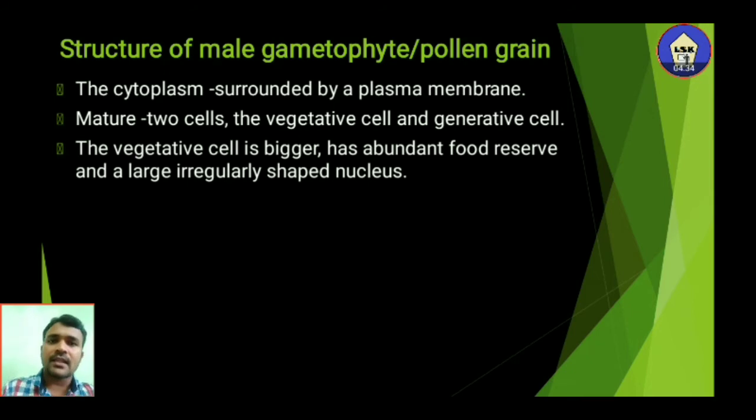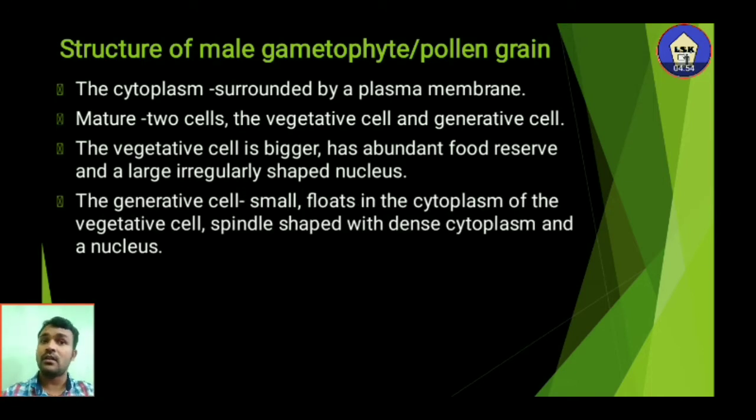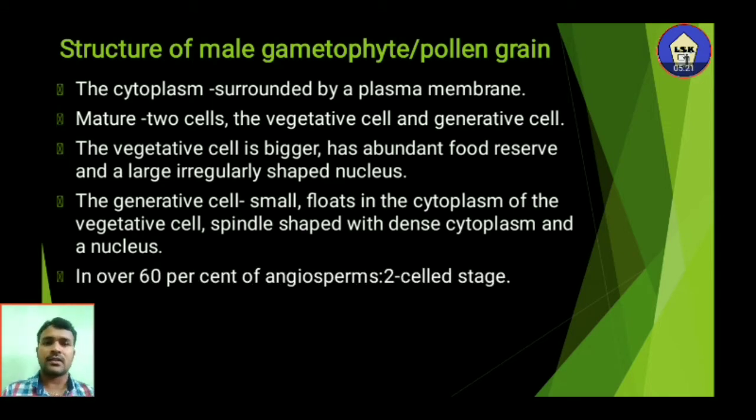The vegetative cell is bigger in size and has abundant food reserve and a large irregularly shaped nucleus. I repeat, the vegetative cell is larger in size, consisting of abundant reserve food as well as a large irregularly shaped nucleus. Then the generative cell, where is it located? See, the generative cell is smaller in size and it floats in the cytoplasm of the vegetative cell. So, a cell within a cell. The generative cell is present within the vegetative cell, floating in its cytoplasm. The cell is spindle shaped, with dense cytoplasm and a nucleus.